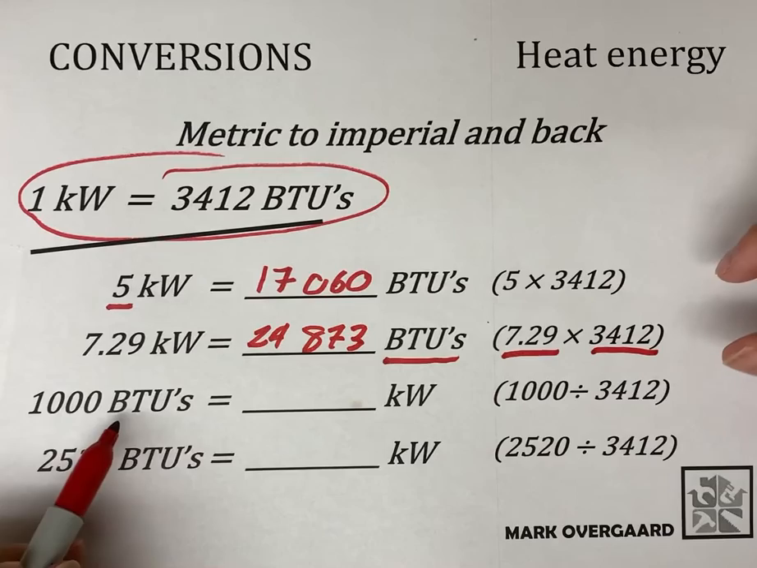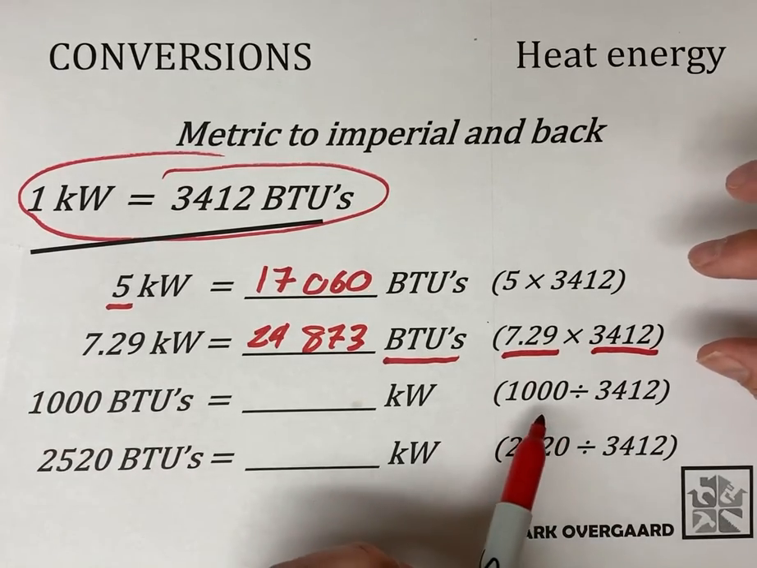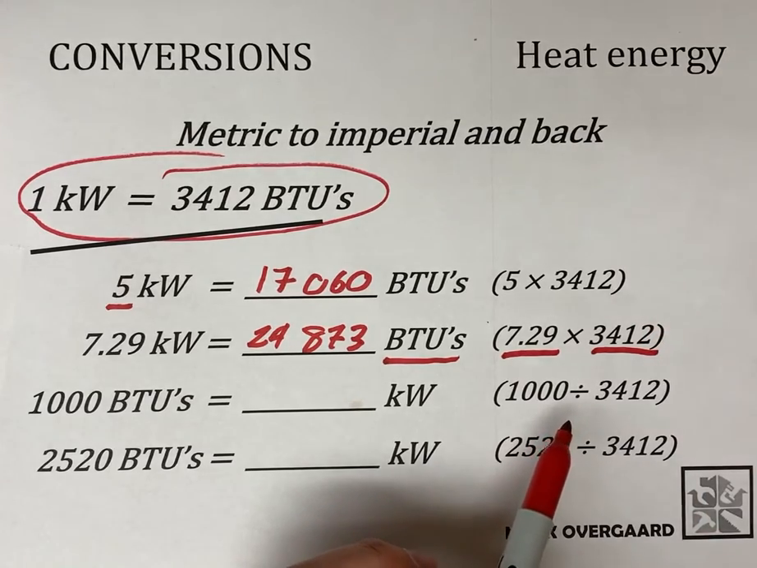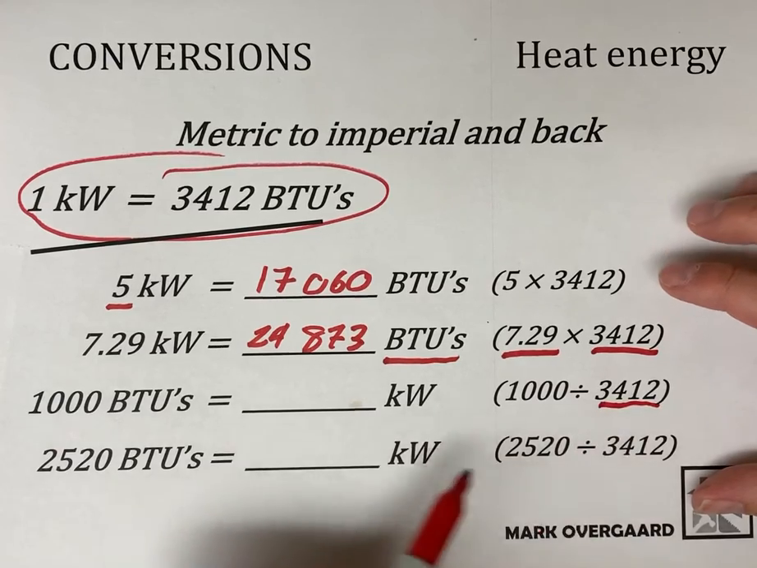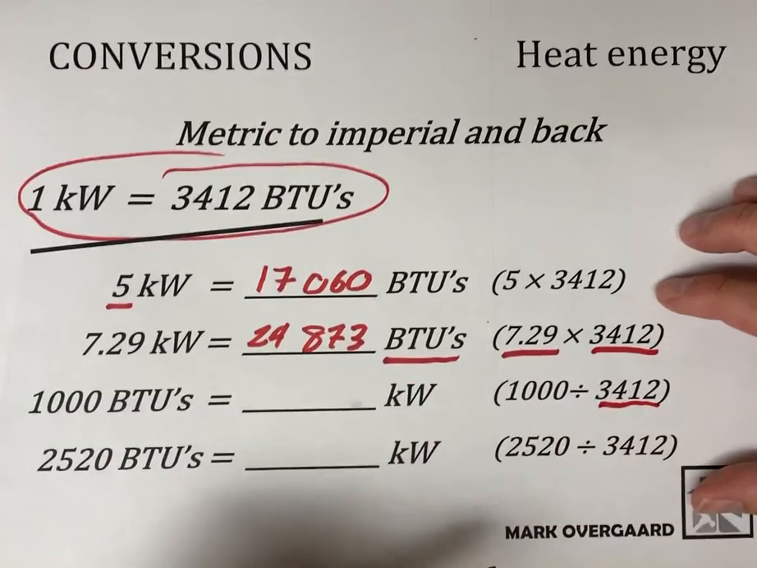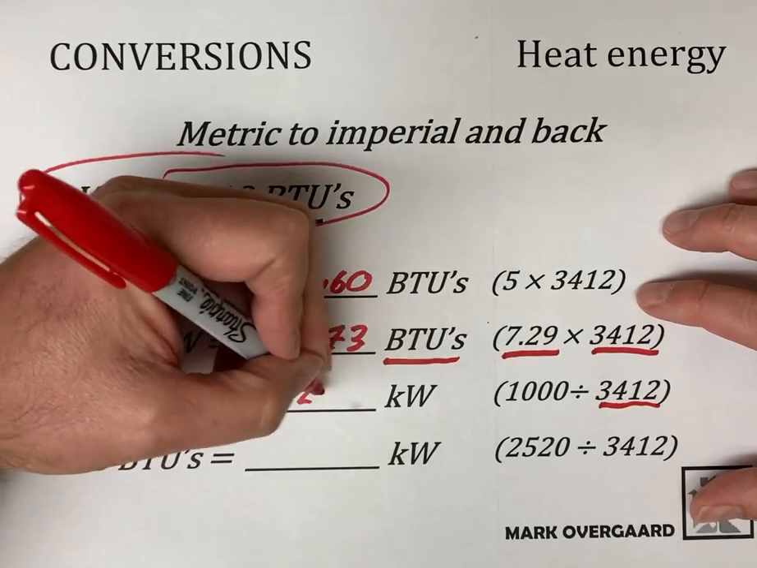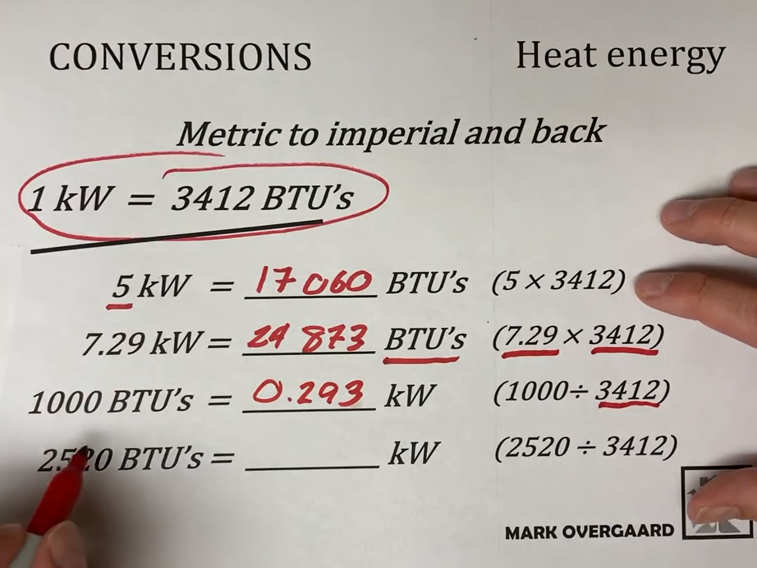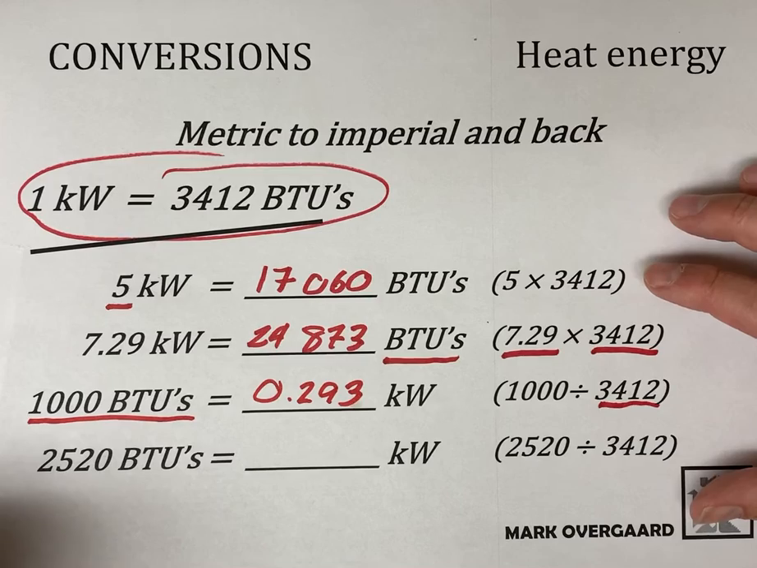All right, now we'll go the reverse. We'll start with the BTUs. We'll take 1,000 of them. And how we roll here is we take 1,000 BTUs and we divide it by the number of BTUs we would have in 1 kilowatt. Once again, we're at the 3,412 number. What we'll do by this is we'll turn it into kilowatts. And we'll say this is 0.293 kilowatts.